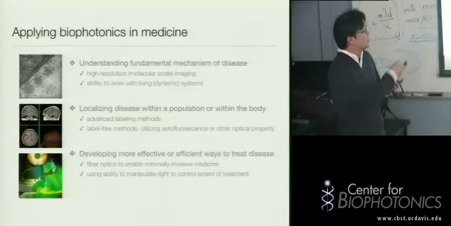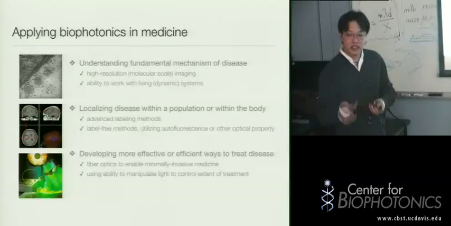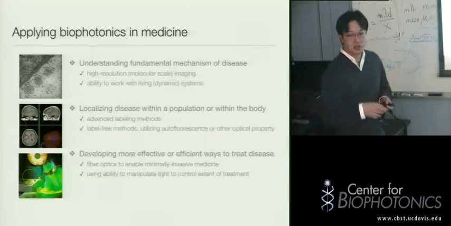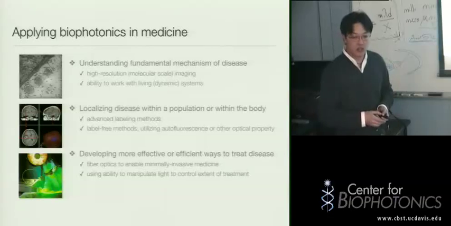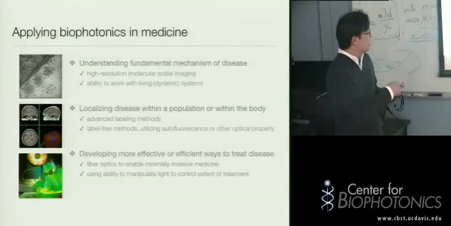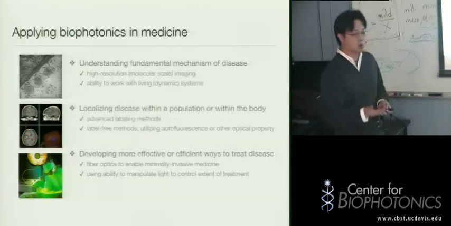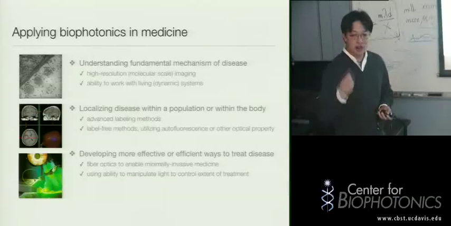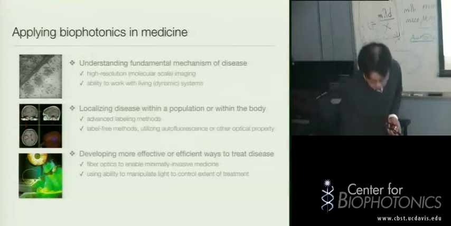In terms of localizing a disease within a population or inside the body, biophotonics can be very useful because you've got advanced labeling methods, using fluorescent antibodies, which I'll talk about, as well as label-free methods, which don't require you to add any kind of fluorescent probe, just looking at the intrinsic optical properties. And then finally, developing more effective or efficient ways to treat disease. I'm going to show you a couple of techniques where we're using either fiber optics or something called photodynamic therapy to actually treat cancer.